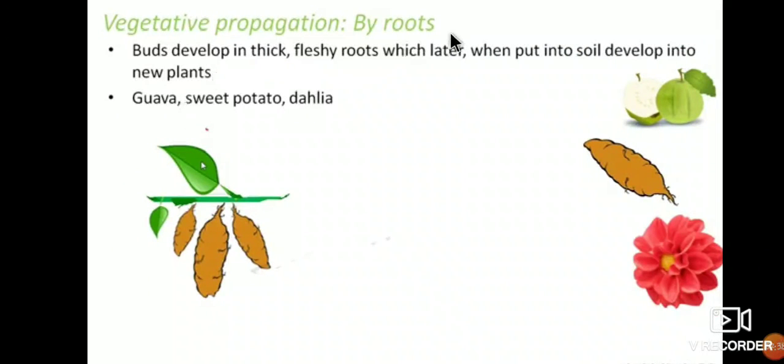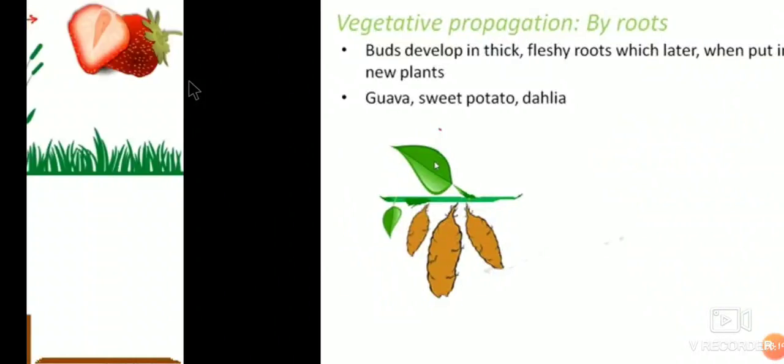First one is by root. You have already seen so many sweet potatoes. Here a bud will be there, and it develops into a very thick, fleshy root. Roots are very important for the growth of the plant. When the fleshy root develops and we put that sweet potato into the soil, it develops into a new plant. They have given examples: sweet potato.